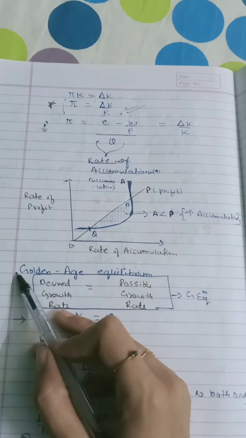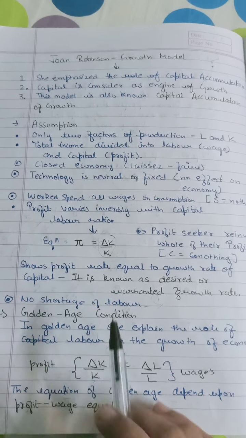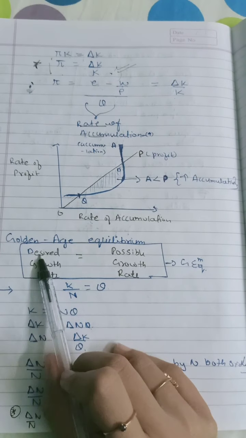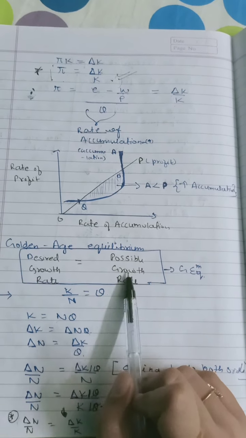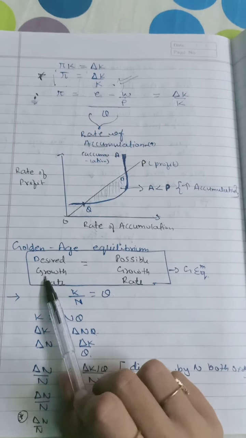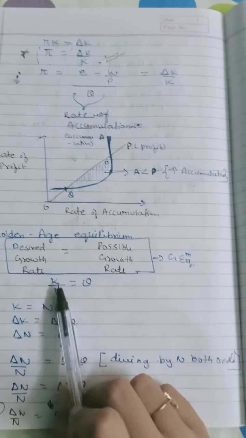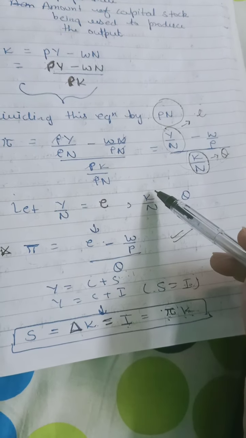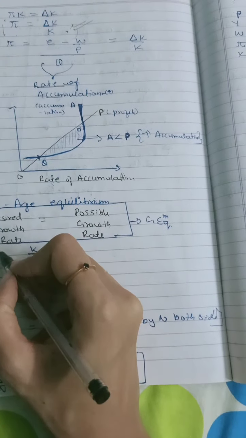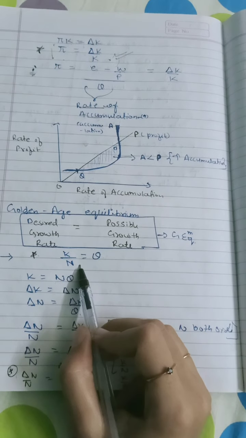And we have seen that there is the golden age equilibrium. What does this golden age equilibrium say? That the profit is the profit wage equation. We have that the desired growth rate must be equal to the possible growth rate. This is what the golden age equilibrium situation looks like, where your desired growth rate must be equal to your possible growth rate. We have put some notation where K upon N is this. So we'll just consider this equation, K upon N, the capital labor ratio.